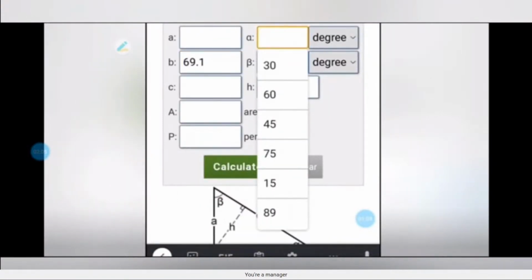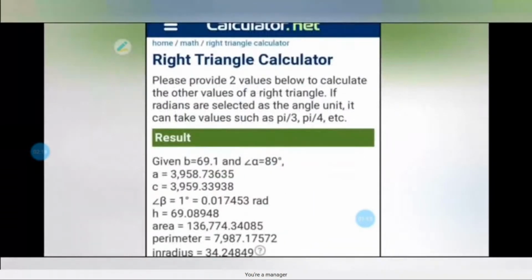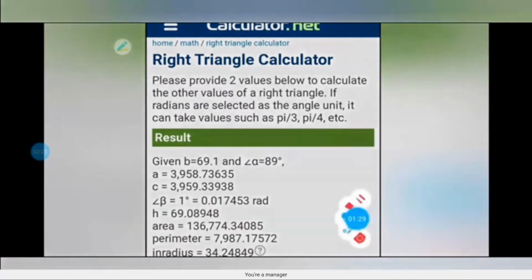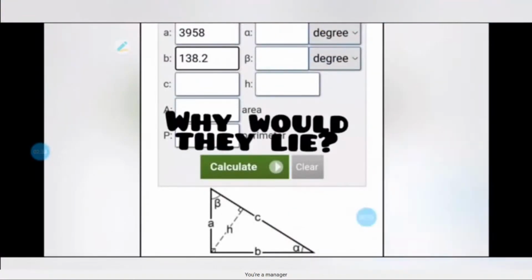So 69.1 miles, and we'll put in 1 degree change. So we'll put in 89 degrees in the triangle calculator for a flat plane. And what do you know? We get 3958.7, the exact globe radius. So if you're wondering where they even got that radius from, there you have it, doing flat plane trigonometry. And they just moved it to the center of their Earth. But let's see how that works on a flat plane.